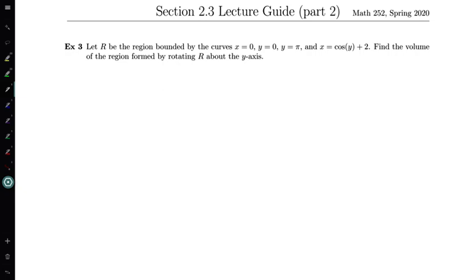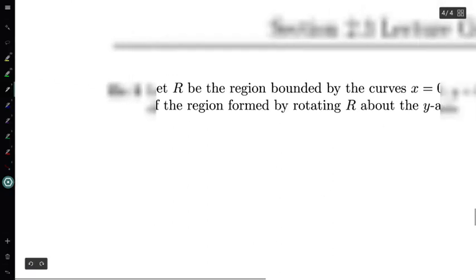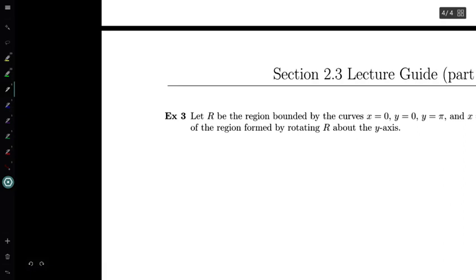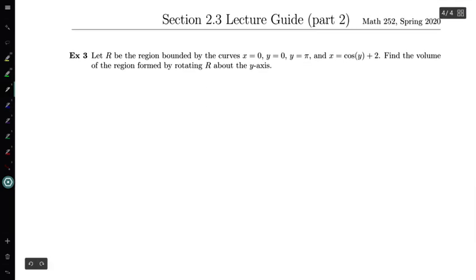So I'm using the curves x equals 0 and y equals 0. Those are our coordinate axes. And we have y equals pi, which is a horizontal line up here around pi. And also this curve x equals cosine of y plus 2.